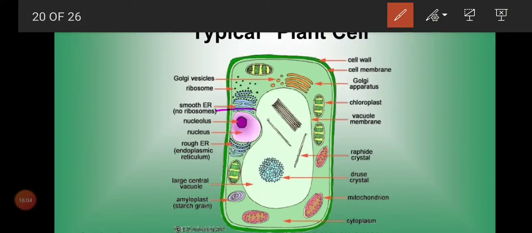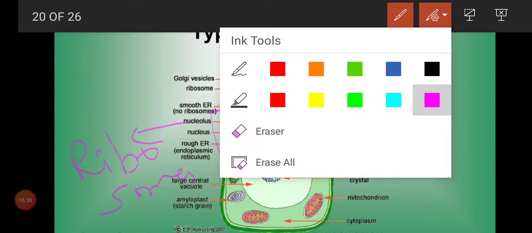So here I'll repeat the point for the nucleus. The nucleus is the center, and inside the nucleus we can see a dark stain-like structure, which we call the nucleolus. What is the role of the nucleolus? It should produce more ribosomes. That is the work of the nucleolus. And what is the role of the nucleus? It will give commands to all the cell organelles. That's why we call the nucleus the hero of the cell. Is that clear, children?